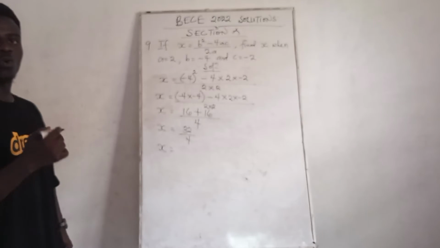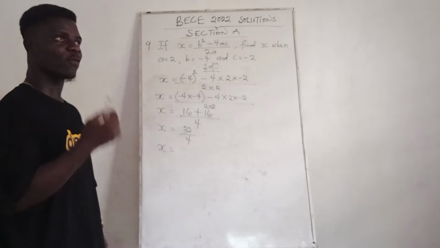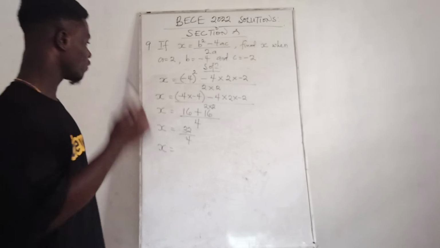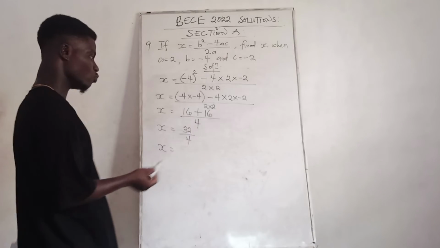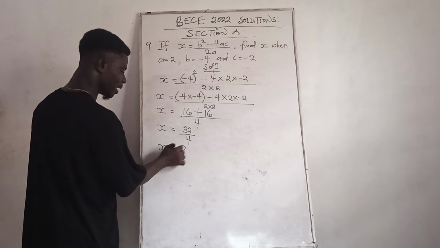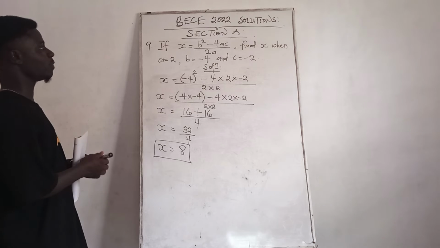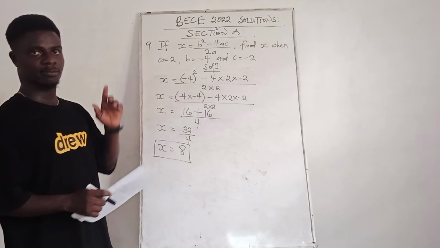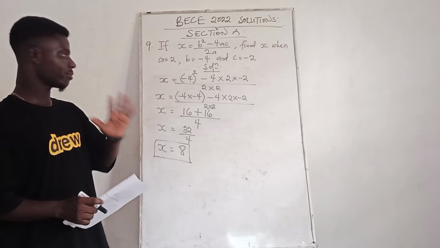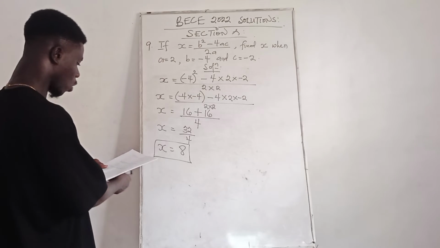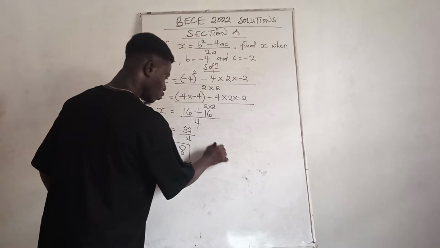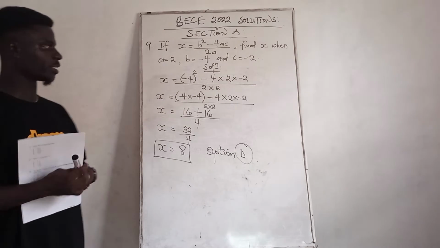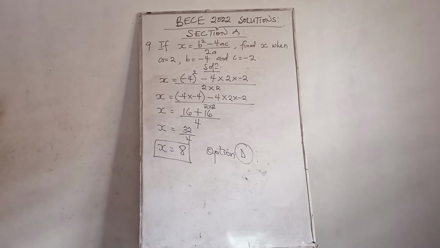X equals 4 goes into 32 how many times? You know your 4 times table. 4 1s are 4, 4 2s are 8, 4 3s are 12, 4 4s are 16, 4 5s are 20, 4 6s are 24, 4 7s are 28, 4 8s are 32. So your answer is what? 8. So then that means the value of x is what? 8. X is 8. So which is option D? Option D. So kindly watch it carefully.